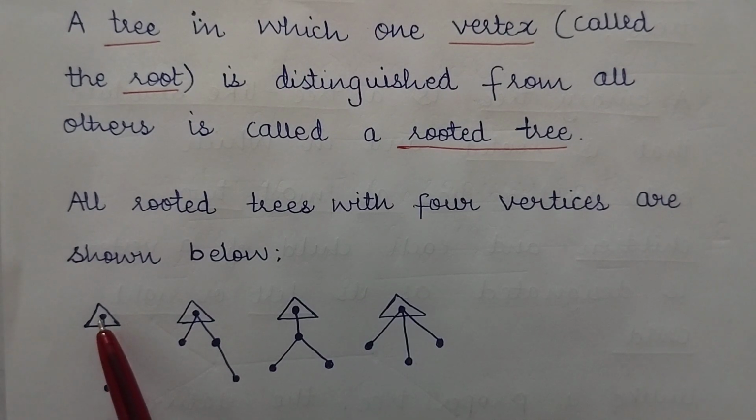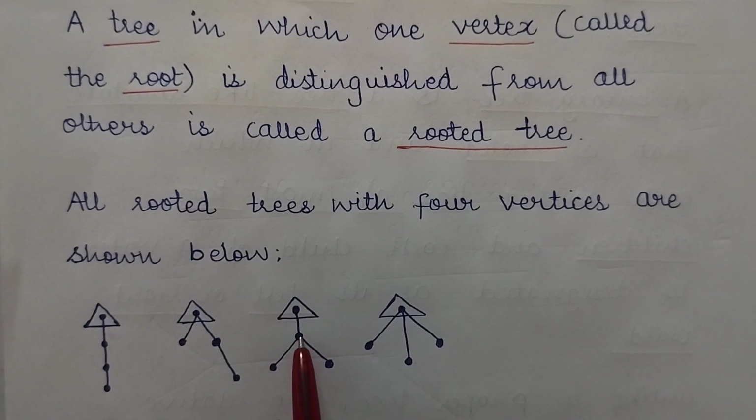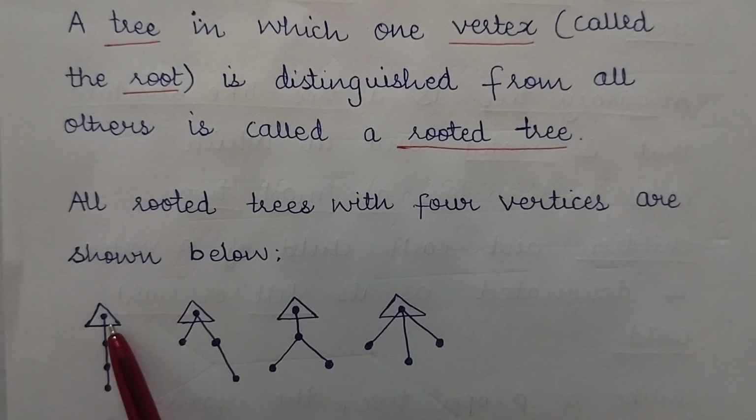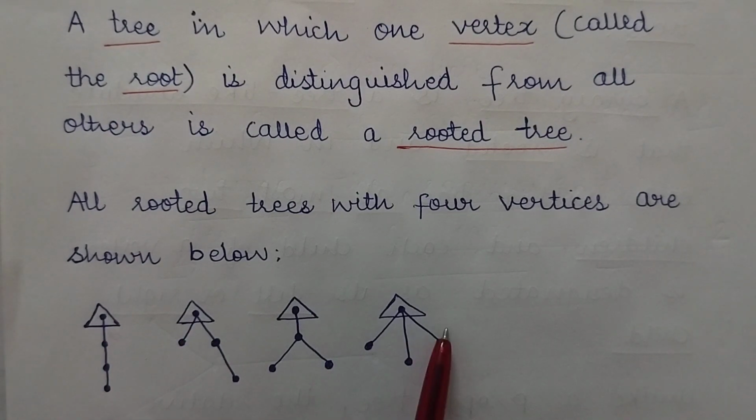So you can clearly see this is one root from where all other vertices are branching out. One root, other vertices are branching out. One root, and then other vertices are branching out. So such a vertex from which other vertices branch out and which can be distinguished from all other vertices is known as the root, and any such tree containing such a vertex is known as a rooted tree.